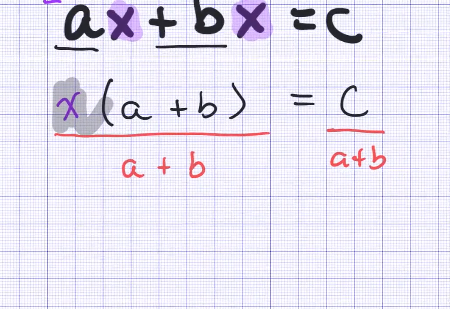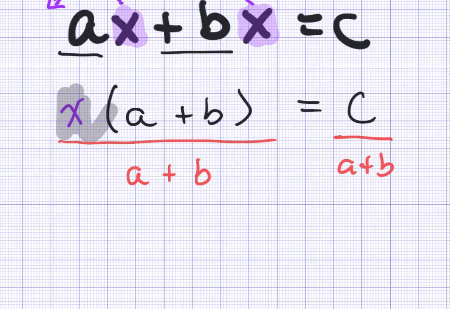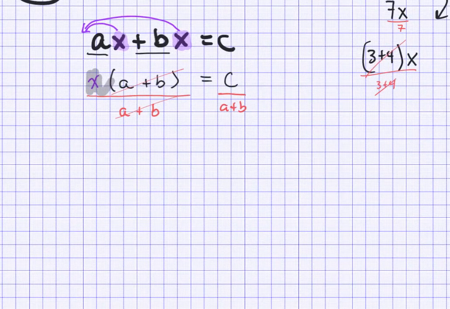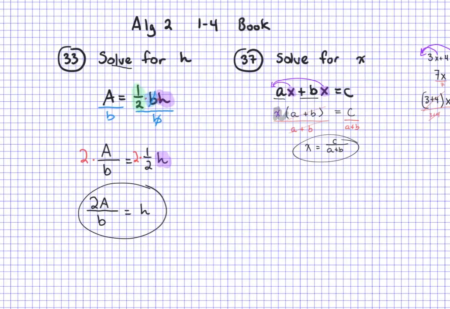I do want to point out to you that when you're dividing, do not cancel out the a's and the b's like so. Remember, this is an entire unit. It's one thing. So the a plus b reduces with the a plus b. So what are we left with? Over here, we're left with x, and here I have c divided by a plus b. And there we go. So these are solving for a particular variable.